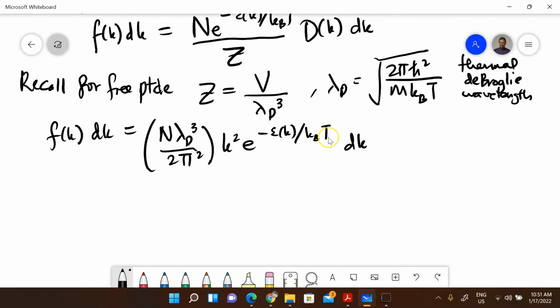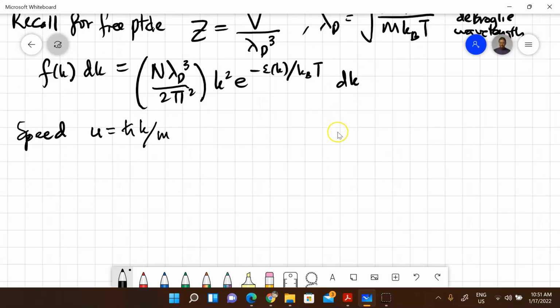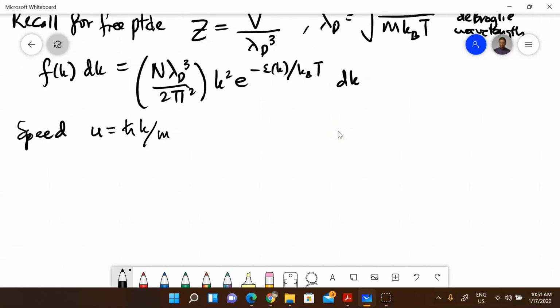So now let's go to the speed. You need to write this relationship. This is really what h bar k, remember, is your momentum, divided by the mass, that gives you the velocity, or the speed in this particular case. So you plug this into the previous case, then you get the distribution that you need.